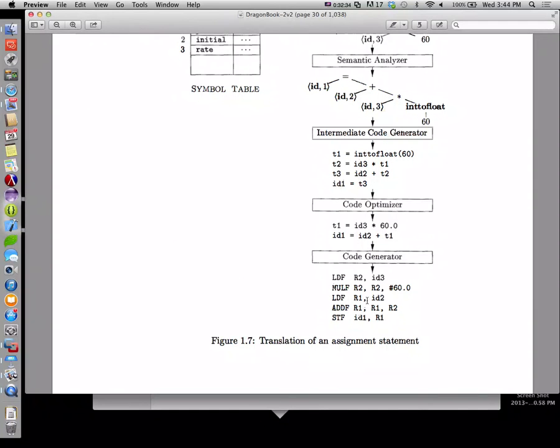Then we're going to load into register 1 the value of ID 2. This guy. Keeping in mind that register 2 holds T1. Then we'll add, storing the result in register 1 plus register 2. And then our final result into ID 1 will be whatever's in register 1.